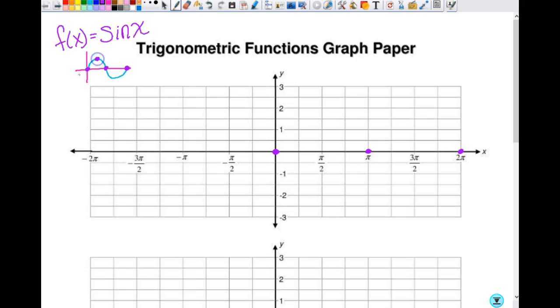Halfway in between here is the max. And so your amplitude without transformations is what? 1. So it's here at 1. And then it's down here at -1. And then you repeat, right? So look, you have a point, nothing, and then a point, and then nothing, and a point.